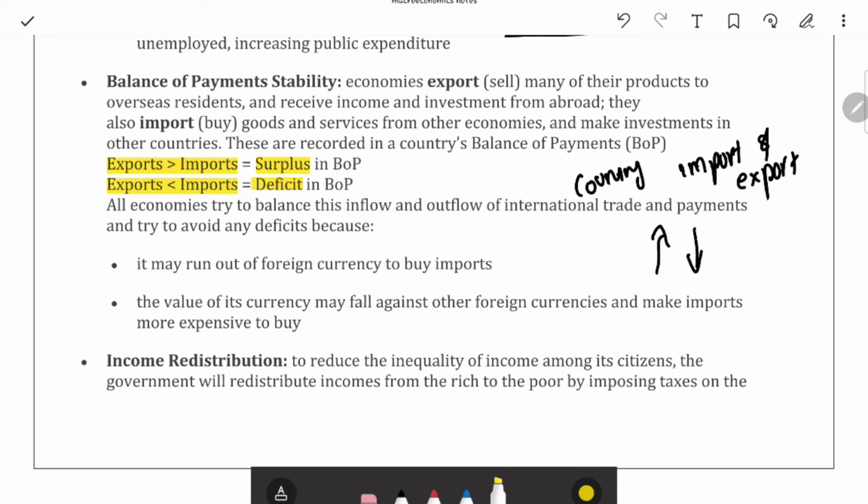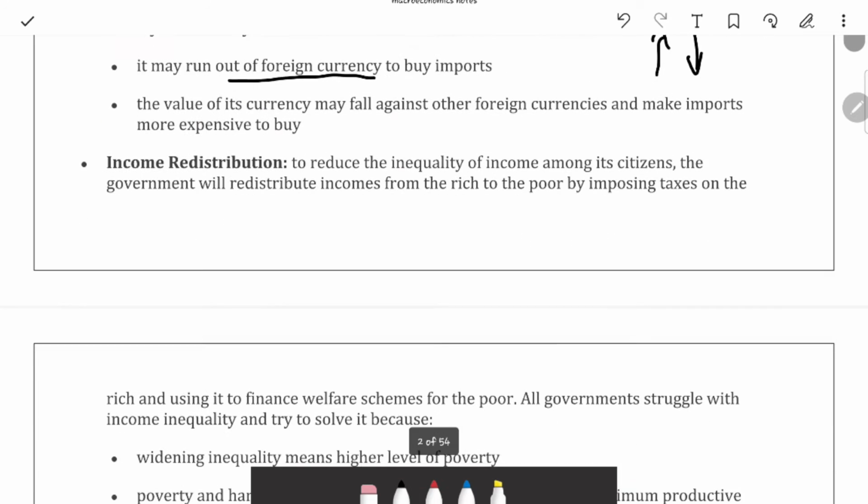And all economies will try to balance the exports and the imports so that they can avoid running out of foreign currency. Here we come across the term foreign currency. Otherwise, the value of its currency will fall against other foreign currencies, which will make imports more expensive to buy. Because our currency will be so low, we can't afford anything in other countries. So that's the reason why we need to have the correct inflow and outflow into the country.